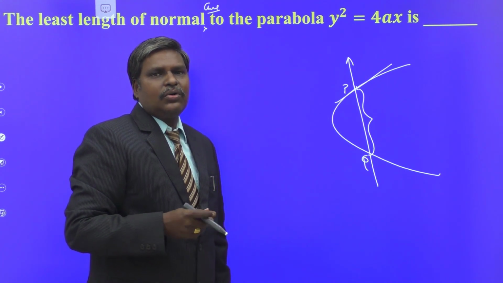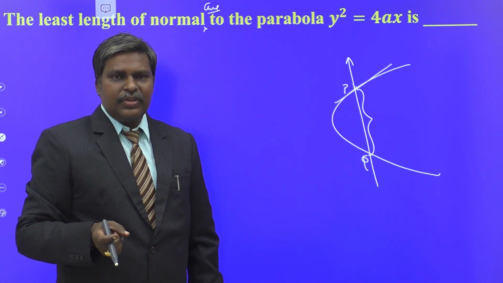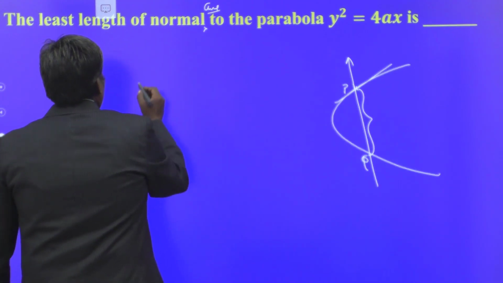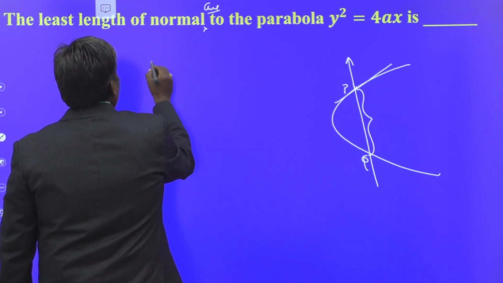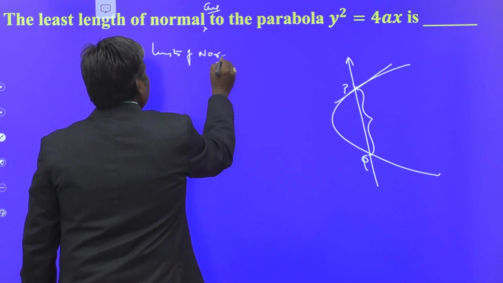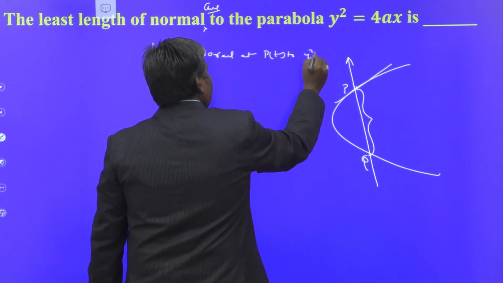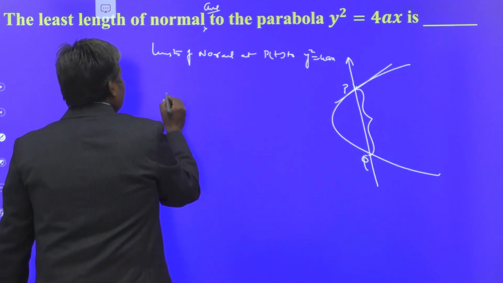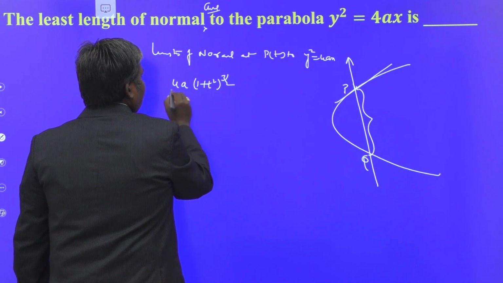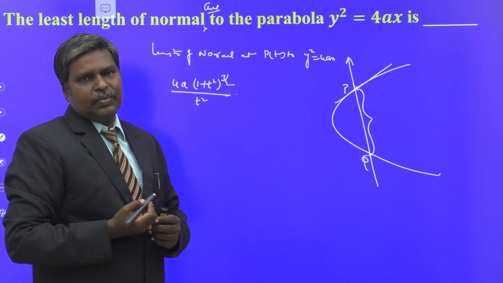That is nothing but you have to find out the minimum value of 4a into 1 plus t square whole to the power of 3 by 2 by t square. Am I correct? We just derived the length of normal. What is the length of normal at P of t to y square equal to 4ax? 4a into 1 plus t square whole to the power of 3 by 2 by t square. This is the length of the normal.